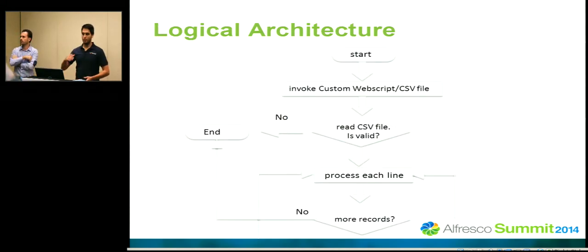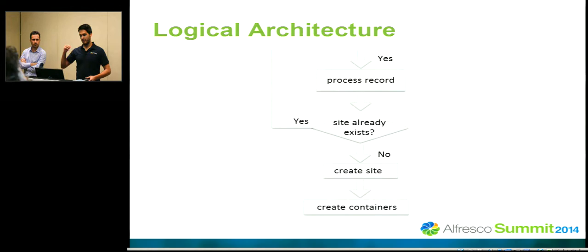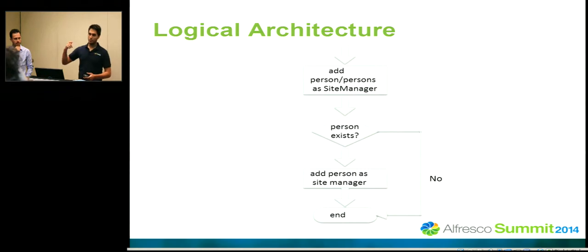About the logical architecture: start the process, invoke the custom webscript, read the CSV file. If the file is not valid, end the process; otherwise continue processing each line. If there aren't more records, end the process. If there are, process each record, asking if the site already exists. If yes, end the process. If not, create the site, and continue creating the containers such as document library. Continuing with the process, add the person or persons as site managers if the person exists. If not, end the process, and if it exists, add the person as site manager and complete the process.